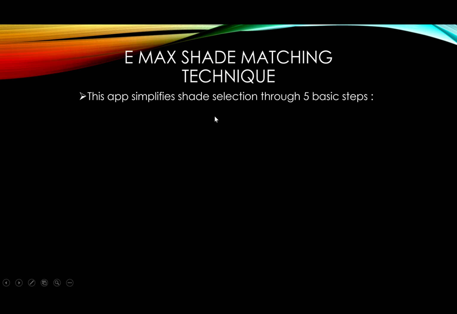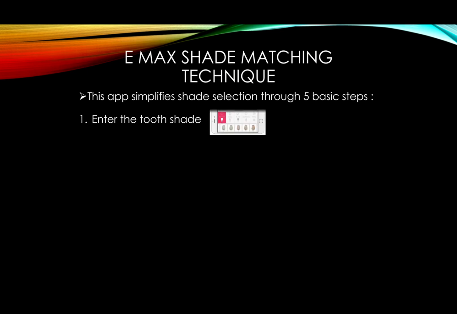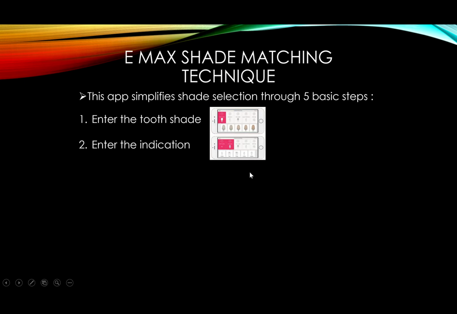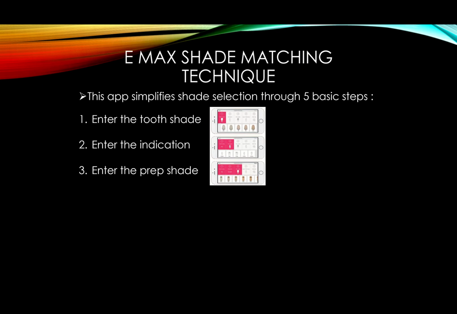This app simplifies shade selection through 5 basic steps. You have to dial in 5 pieces of information. Number 1 is enter the tooth shade, which is the end result. What do you want it to be? A2, for example. And then enter the indication. Is it a veneer, a crown, whatever. Enter the prep shade, which is the stump shade, ND1, ND2, whatever. Enter the layer thickness.